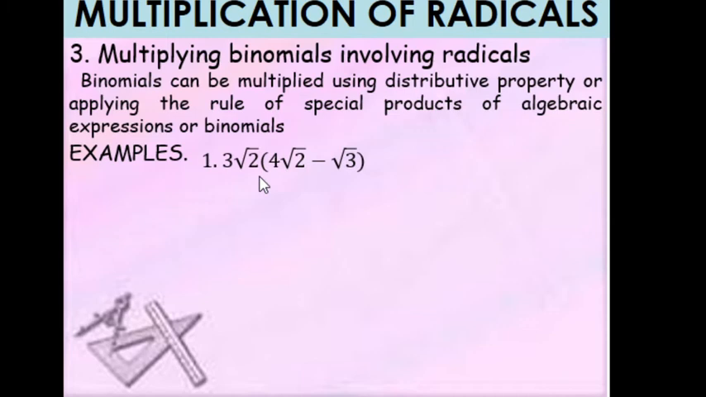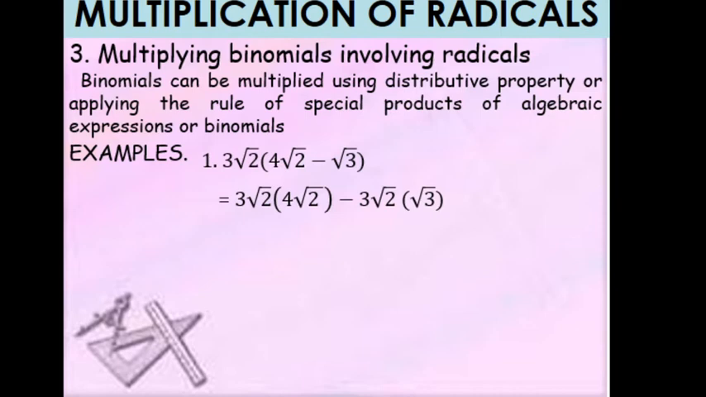3 square root of 2 times 4 square root of 2 minus square root of 3. So, dito meron tayong monomial na 3 square root of 2 at binomial na 4 square root of 2 minus square root of 3. So, ang gagawin, imumultiply natin yung bawat term dito sa loob ng parenthesis sa ating monomial. So, this will become 3 square root of 2 times 4 square root of 2 minus 3 square root of 2 times square root of 3.